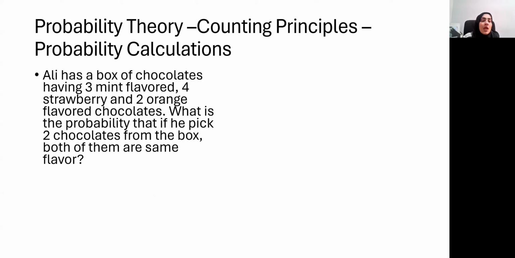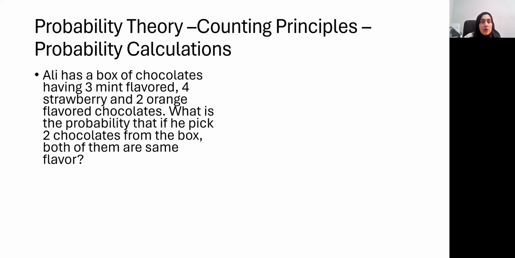Here's another example. Ali has a box of chocolates having 3 mint flavored, 4 strawberry, and 2 orange flavored chocolates. What is the probability that if he picks 2 chocolates from the box, both of them are the same flavor? Now, this question, again, I emphasize this and keep saying it again and again: with probability, you need to take a while to understand the scenario given to you, and then decide which approach you're going to follow to find the solution.